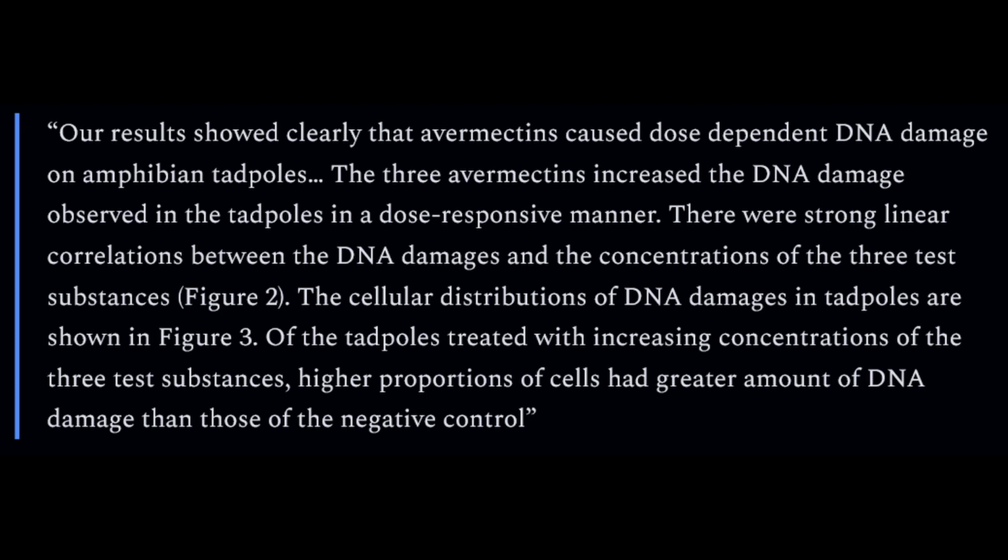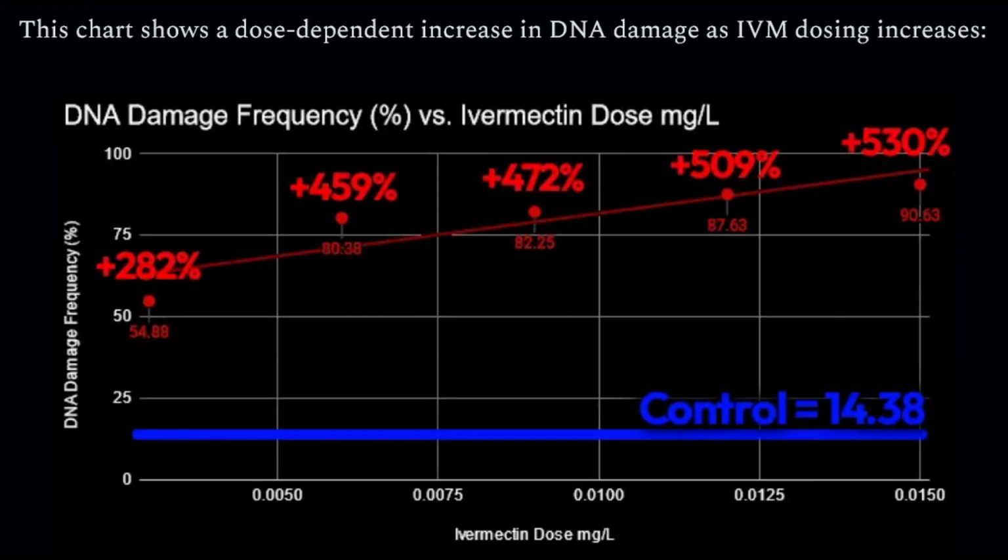"Of the tadpoles treated with increasing concentrations of the 3 test substances, higher proportions of cells had greater amount of DNA damage than those of the negative control." So here's a chart that shows a dose-dependent increase in DNA damage as ivermectin dosing increases. The control level is 14.38, and then they had 5 different doses they tested for ivermectin. And let's read out these massive jumps upward in terms of DNA damage frequency as a percentage.